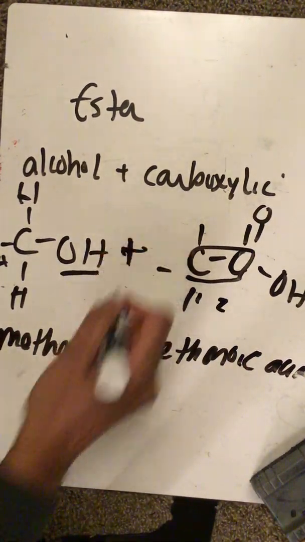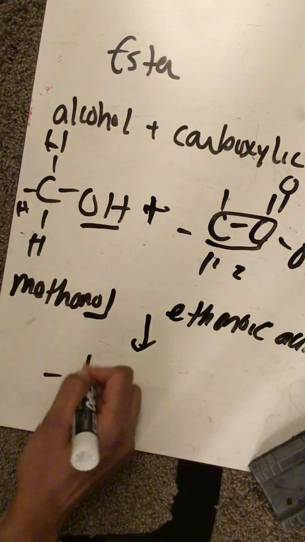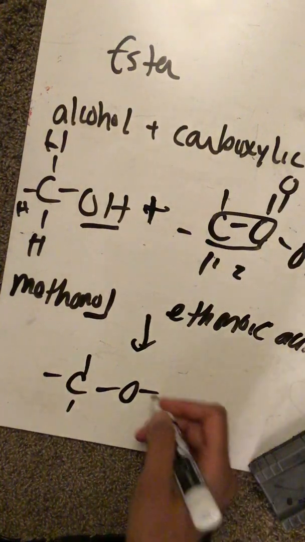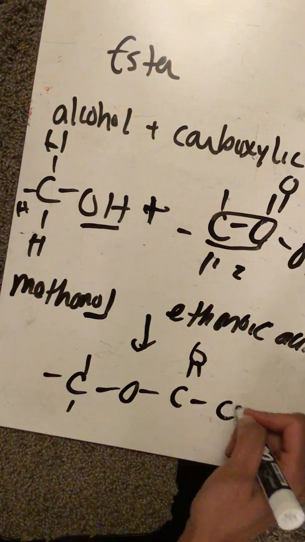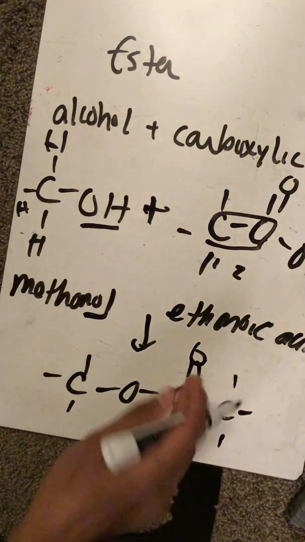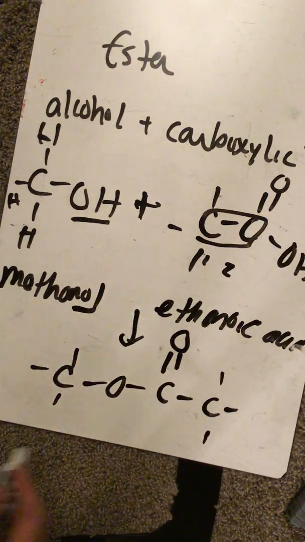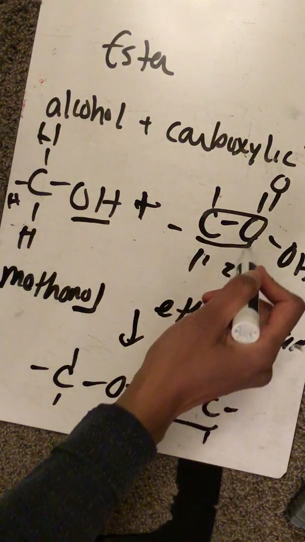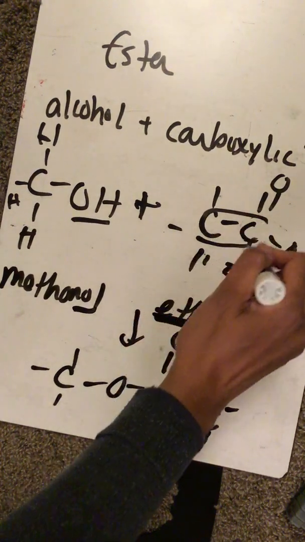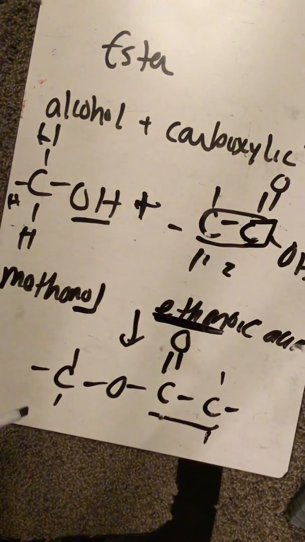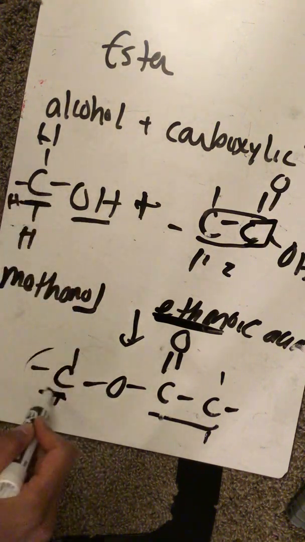When I put these two together, I get an ester. So what does the ester look like? The ester would look like this. That's what the ester looks like. See how these 2 carbons came from the ethanoic acid? See how we had 2 carbons here, 2 carbons here? So these 2 carbons, these 2 carbons, that alcohol, the methanol, gave me that part of the ester.